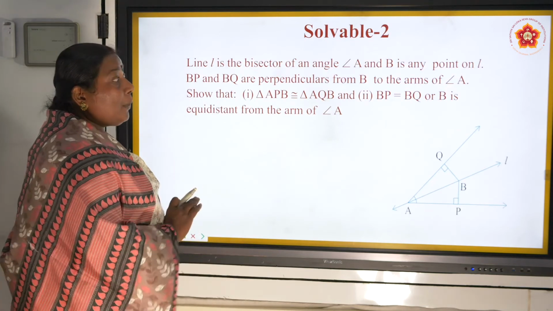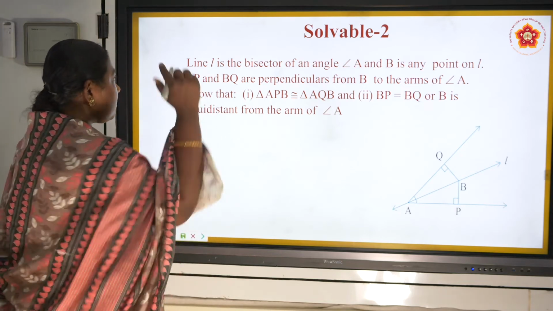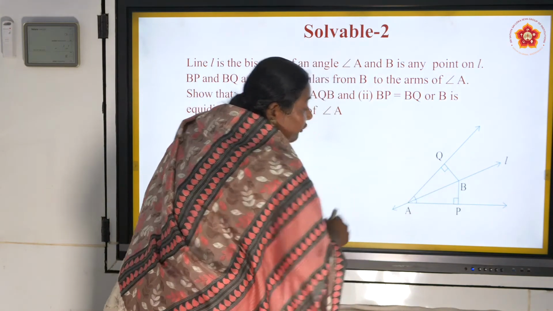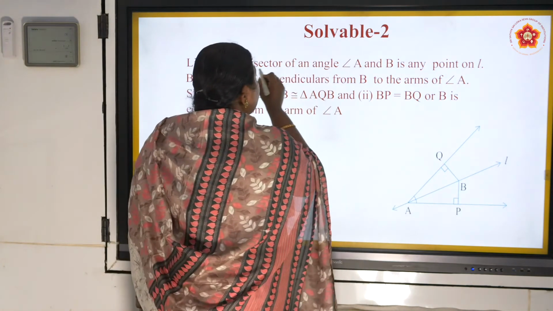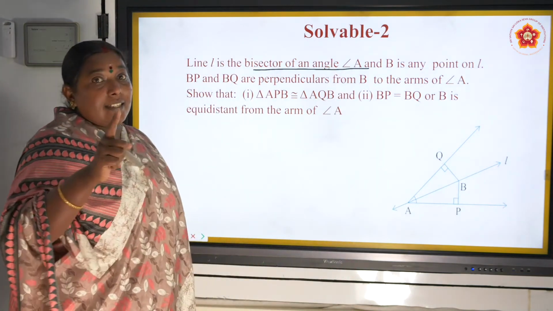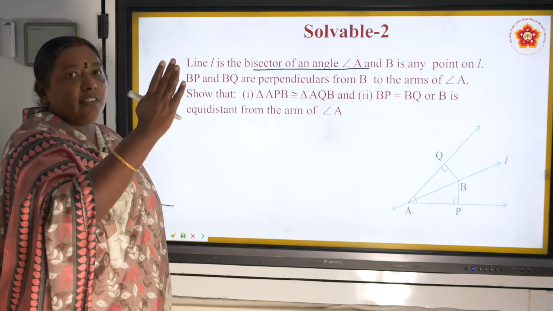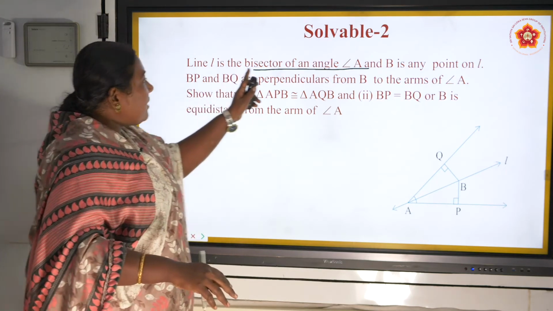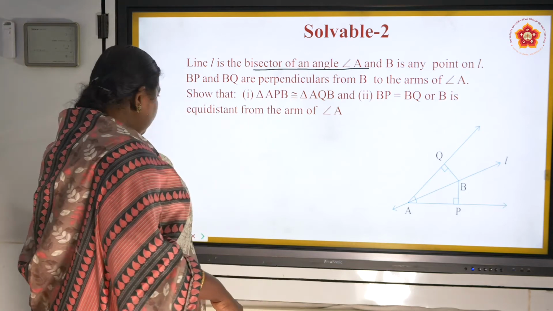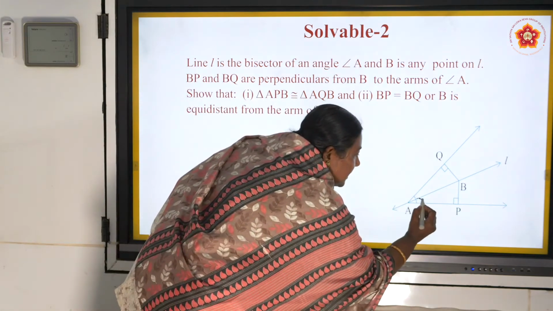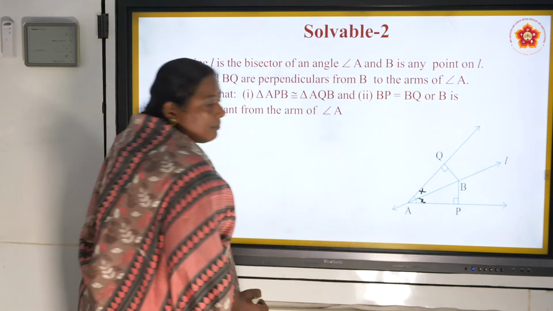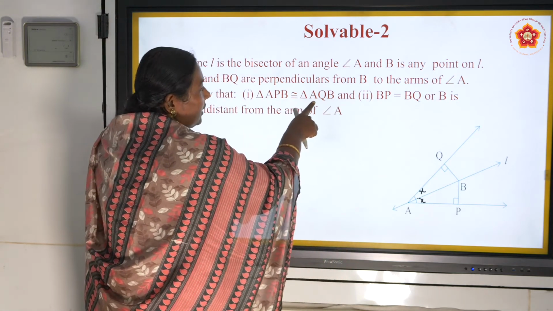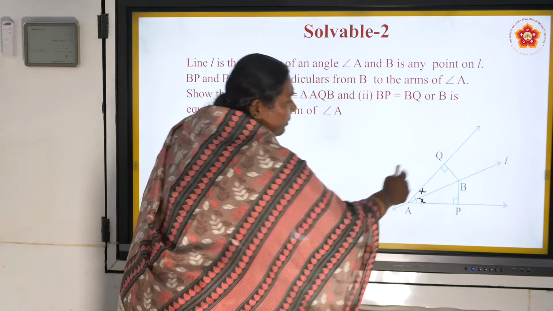This is a very, very important question. Line L is a bisector of angle A. Listen, this is a new word: bisector of angle A. What is meant by bisector? Whenever it touches anywhere, it divides equally. It is the same for length and for angle. So here, bisector of angle A shows that if this is X, this is also X. Okay? So here we have to prove triangle APB is congruent to triangle AQB.